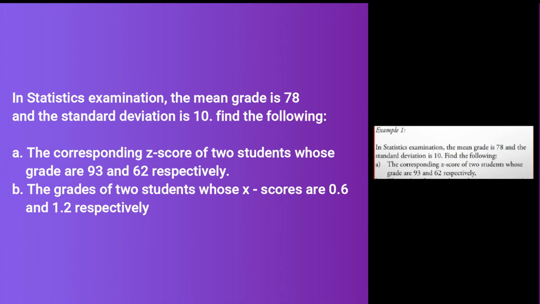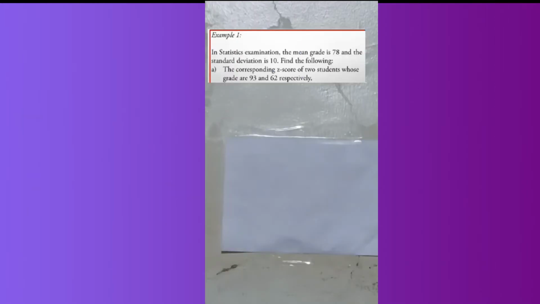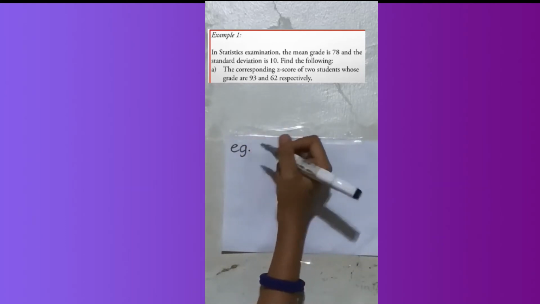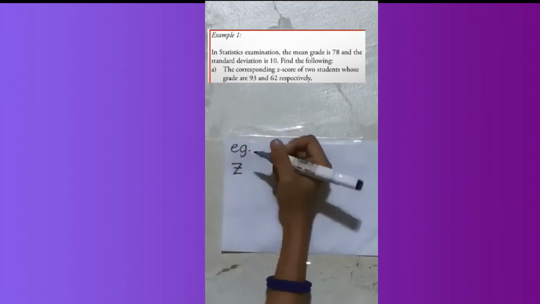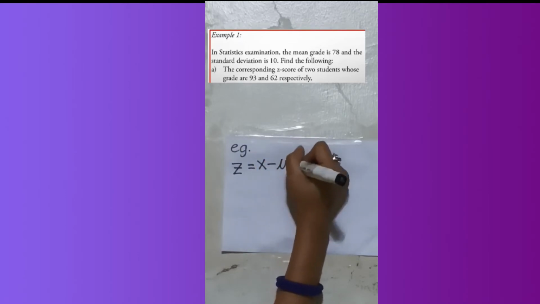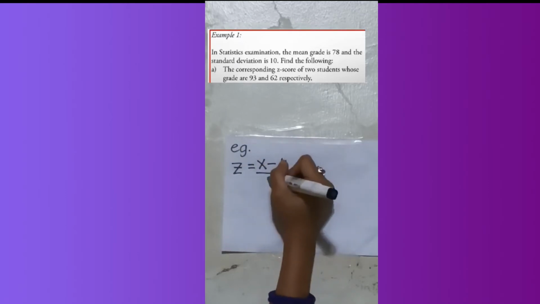For the example, in a statistics examination, the mean grade is 78 and the standard deviation is 10. Find the following. Letter A, the corresponding z-scores of two students whose grades are 93 and 62 respectively. Here's the solution. But before jumping into the solution, you first need to comprehend the given problem. To guide you, just write down the formula, which is z equals x minus mu divided by sigma.